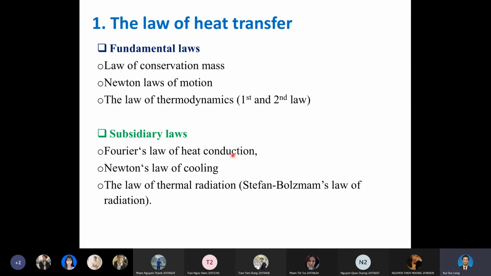We also have some subsidiary laws: Fourier's law of heat conduction, which is also very important, Newton's law of cooling, and the law of thermal radiation, especially the Stefan-Boltzmann law of radiation. So in this lecture we will study the laws of heat transfer.